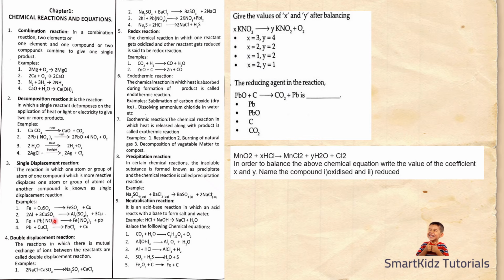So consider iron as a villain. You've seen movies, right? So consider iron as a villain, and this is a hero and heroine couple. The villain will come and push the hero aside and take the heroine away. It happens in Bollywood movies. So think something along those lines to help you remember what is a single displacement reaction.